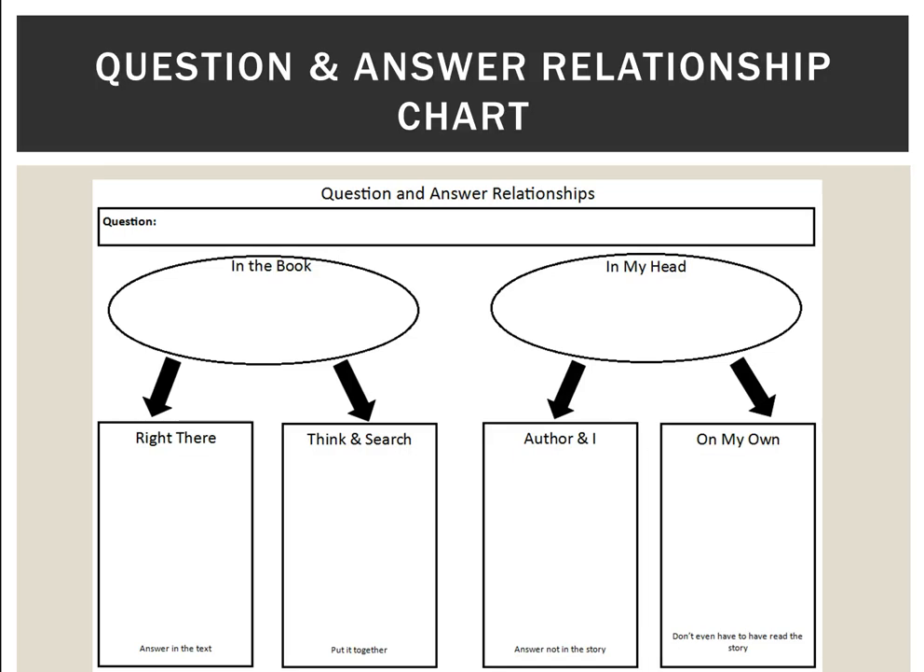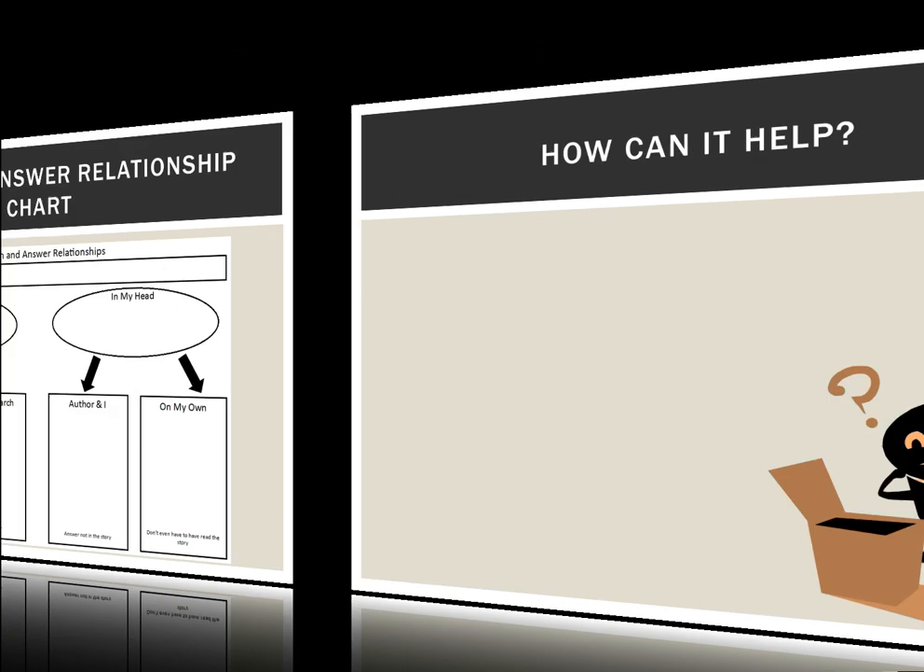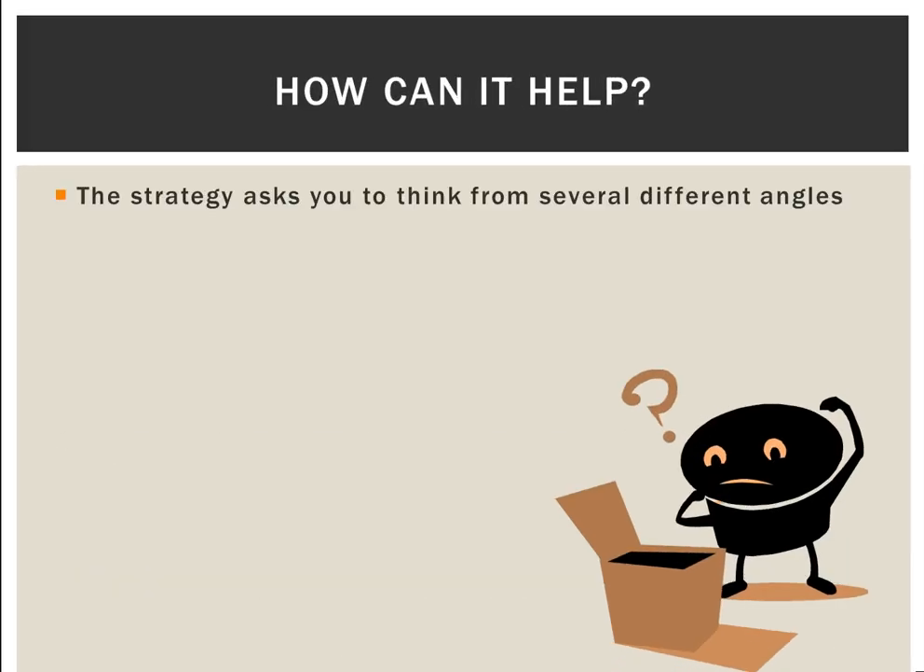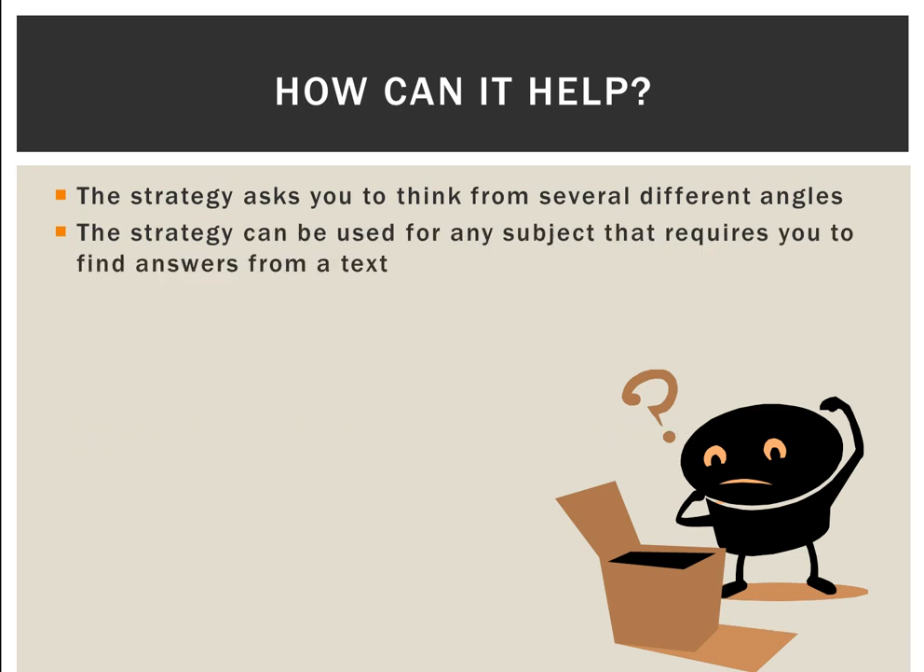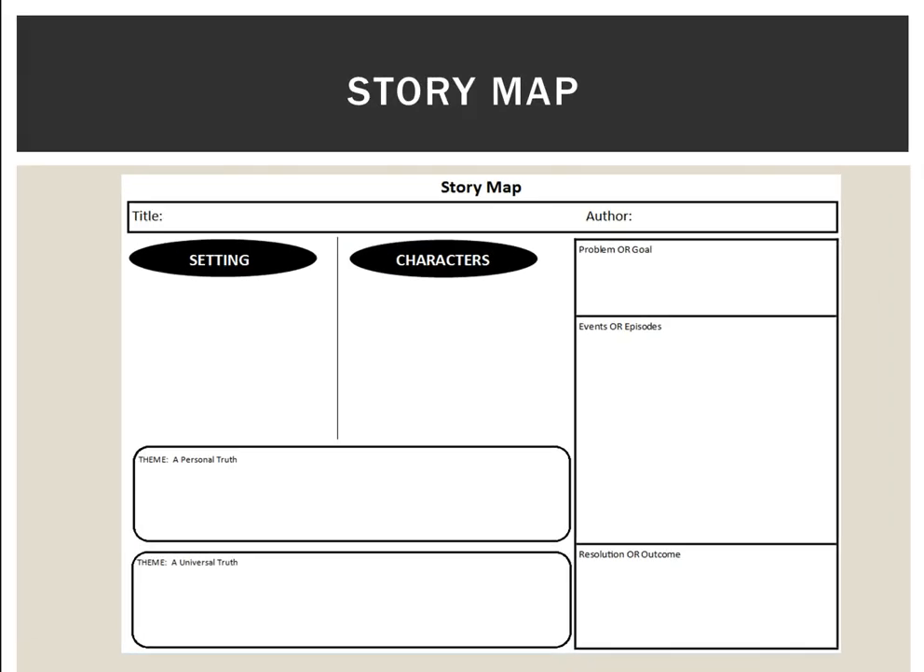And then sometimes you don't even have to read the story and the answer is actually totally in your head. So this is just finding out where your answers are for your questions. So how does this help? The strategy asks you to think, again, from several different angles. And I know we're nasty, but we're asking you to think. We're mean, aren't we? The strategy can be used for any subject that requires you to find answers from a text.